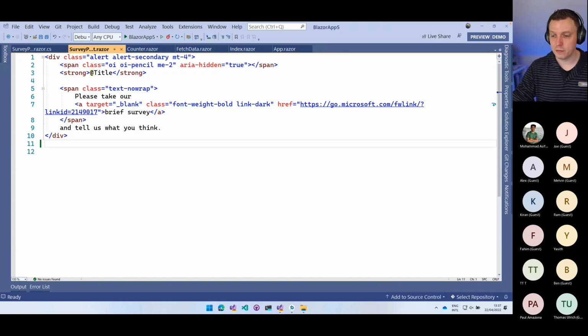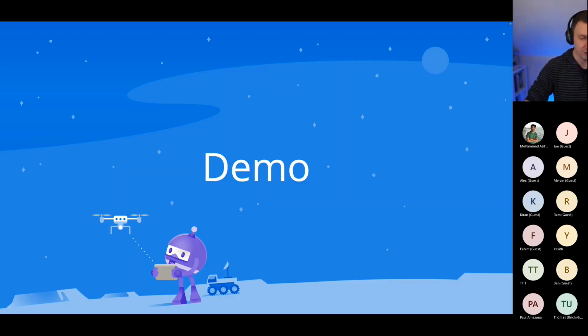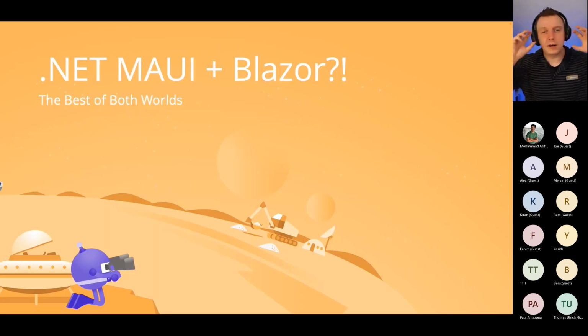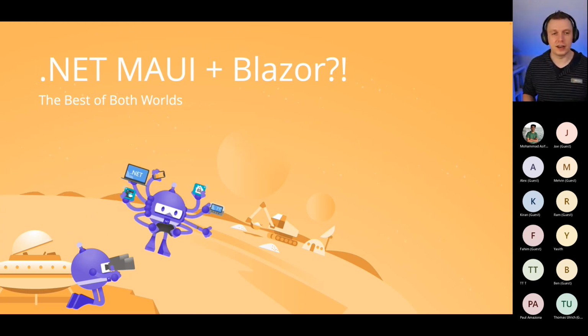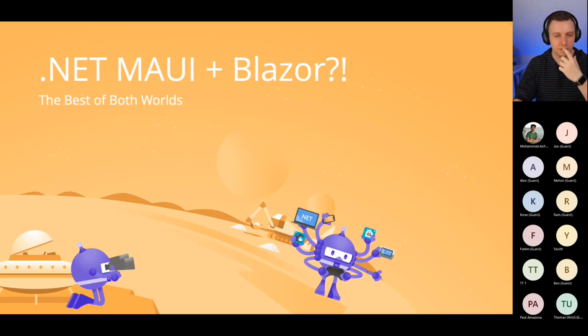So let's get to the main event. I don't know if I had 45 minutes or an hour, but I'm just going to talk for an hour. So you're going to have to deal with it. So .NET MAUI plus Blazor, that's the best of both worlds. Here we have a little .NET bot holding all the kind of devices and all the things, because we can do all the things here.